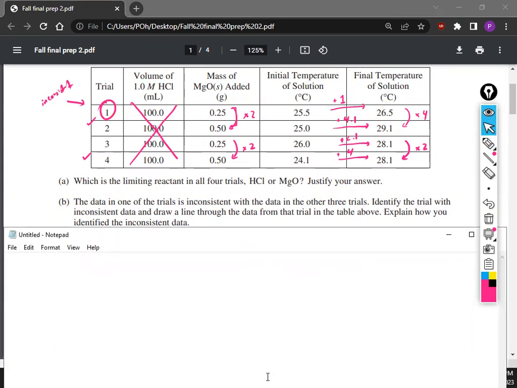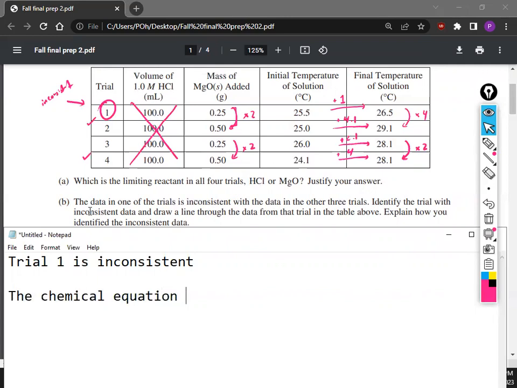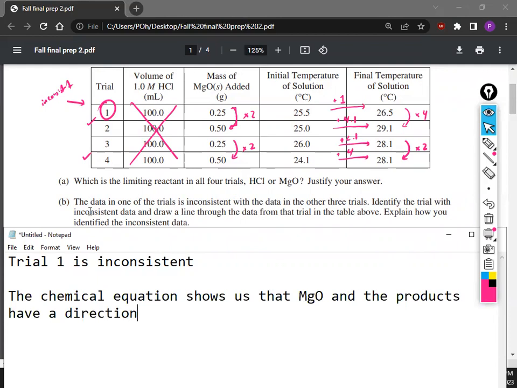Yeah, so let's go through the explanation. First of all, you would want to be very clear about which one is inconsistent. So you say trial 1 is inconsistent. Okay, and so the way that we probably want to describe it is we want to refer back to the stoichiometry, okay? So you can talk about how the chemical equation shows us that MgO and the products have a, you can say, directly proportional relationship, okay?